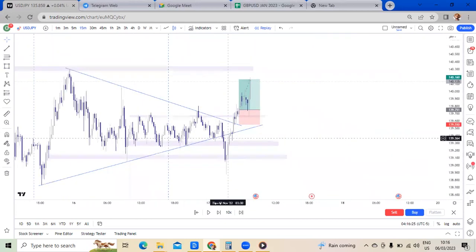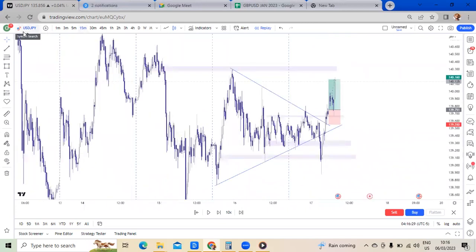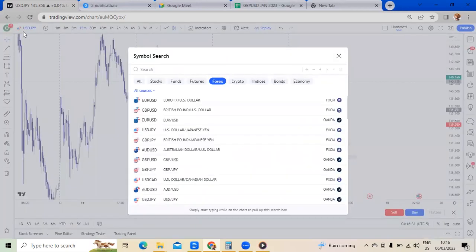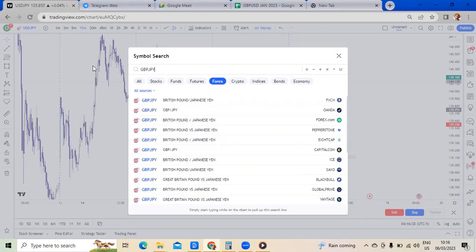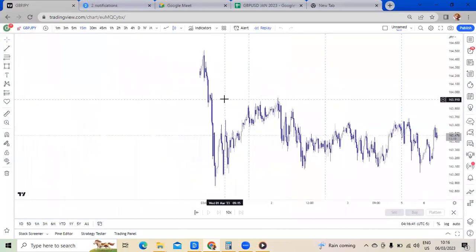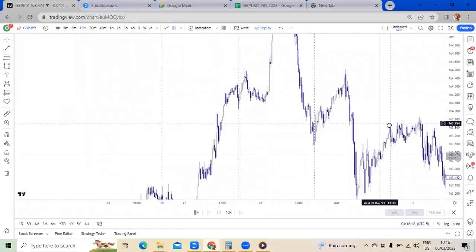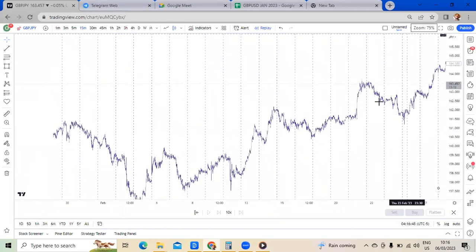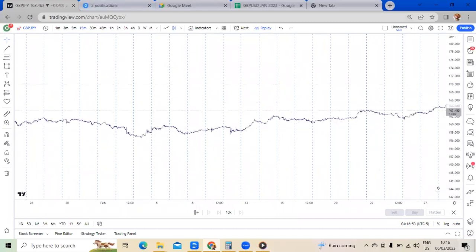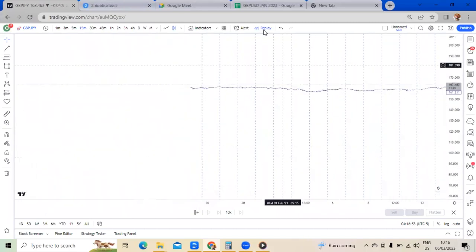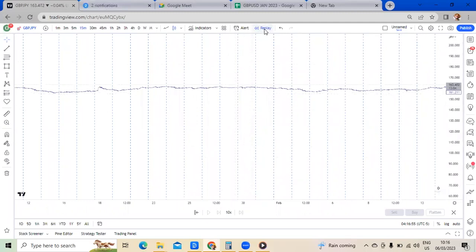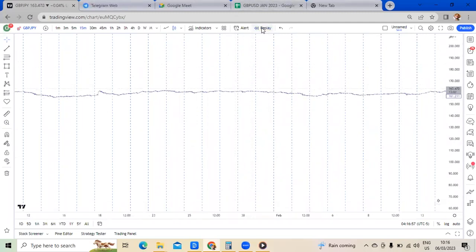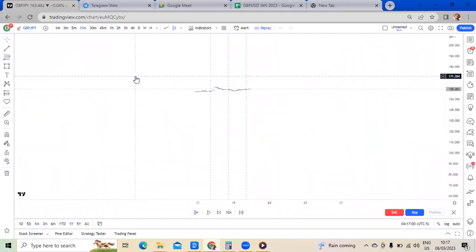So let's see another example with another pair. This is USD JPY. So let's go to something very popular, which is GBP JPY. Most traders trade GBP JPY. So let's go to GBP JPY, and I'll just pick a random day. I'll pick a random day I don't know about, and start my replay from there.